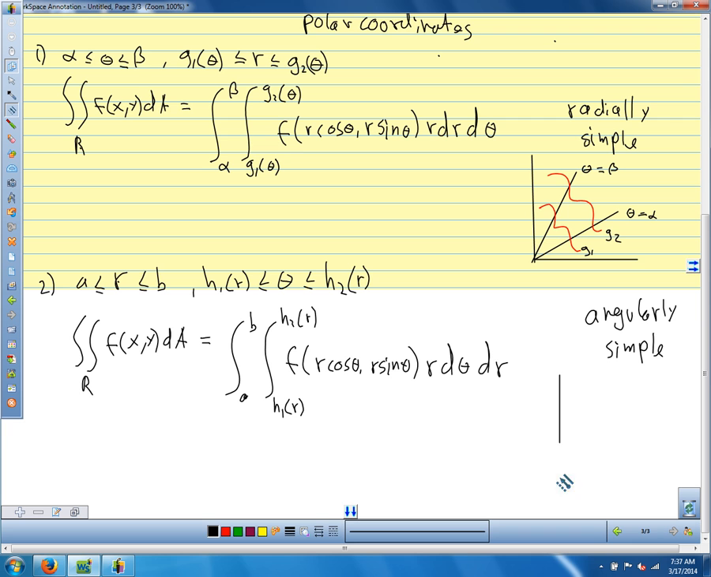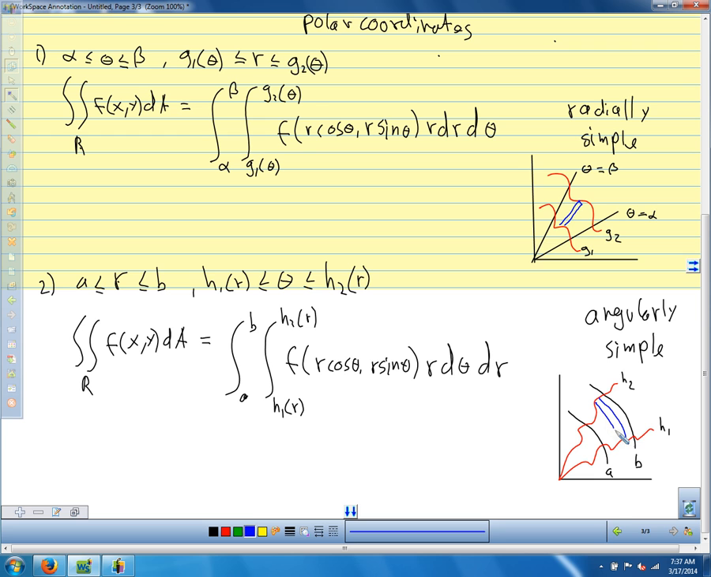And our picture there, we have something like this. So this is r equals a, r equals b, and this is h1, and this is h2. The difference here: for a radially simple region, we're drawing our representative rectangles radially, and here we're drawing our representative rectangles angularly. It's most common to see our double integrals in polar coordinates in this form, and our region will look like this.